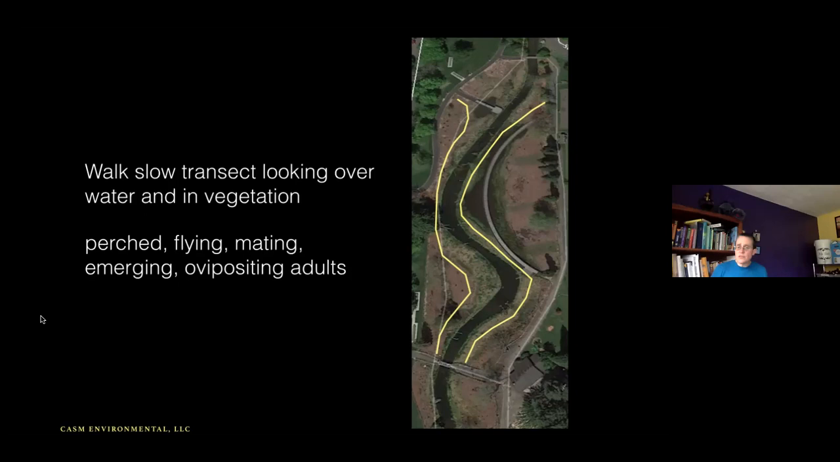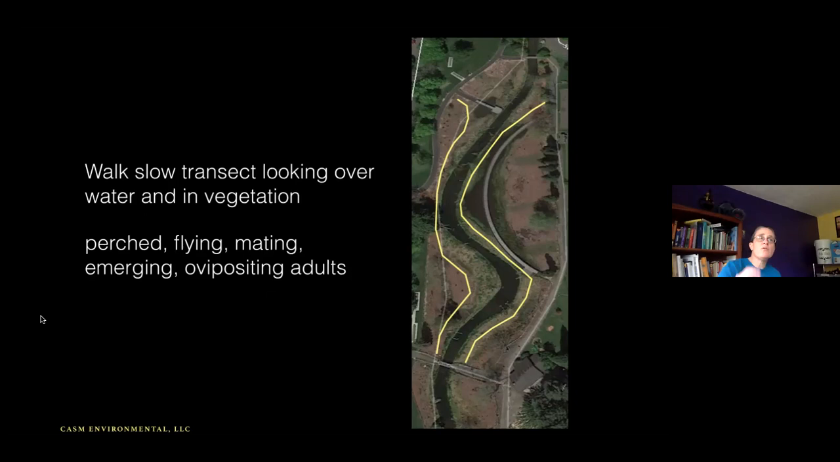These might be perched. They might be flying. They might be patrolling out over the open water. They might be hunting up in the vegetation. You may see a mating pair that's perched or flying around. You may be lucky enough to see that adult emergence process. You may see the adults that are laying their eggs. So all of these are fair game.